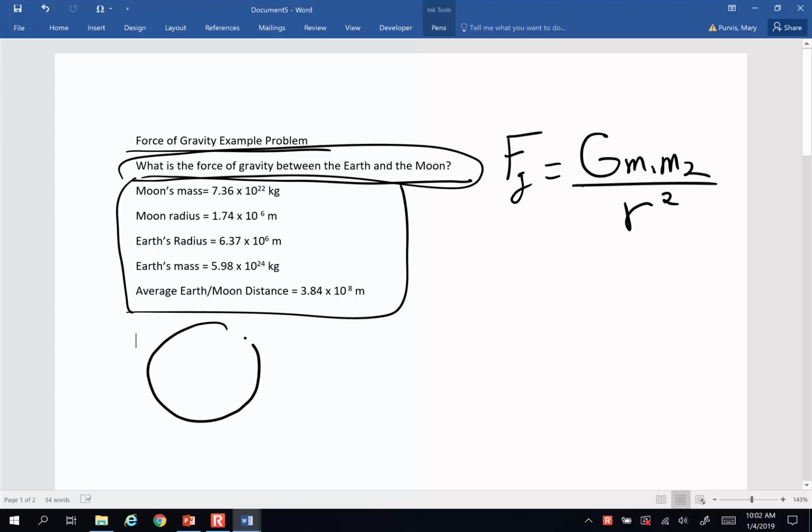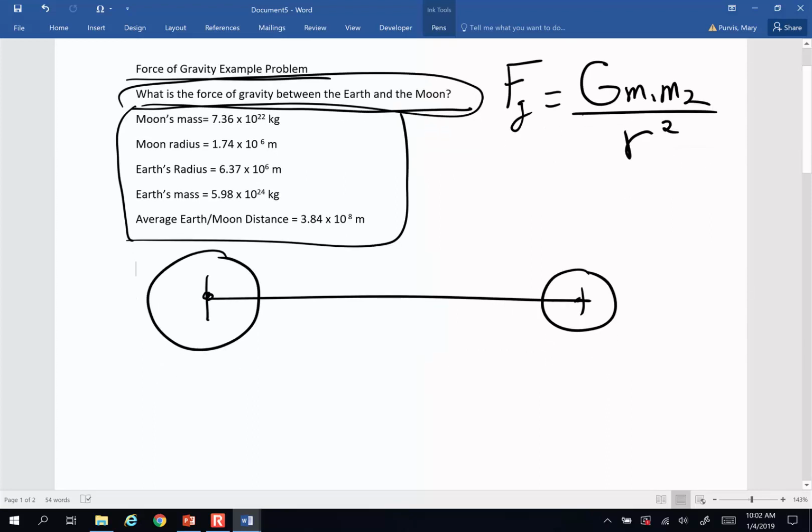I want to find the force of gravity between the Earth and the Moon. One of the things you need to do correctly is measure the displacement, or the radius, from the center of one to the center of the other. So before I can put my numbers into this equation, I've got to find the total distance between the center of mass of the Earth and the center of mass of the Moon.